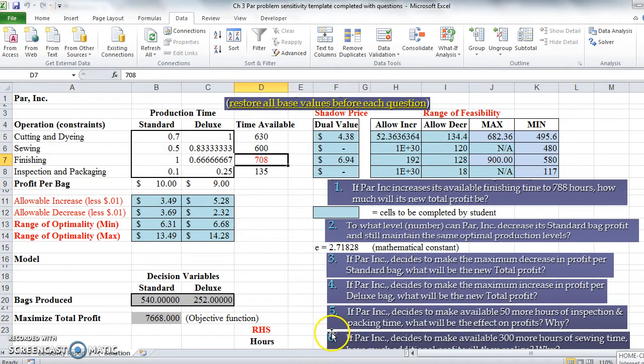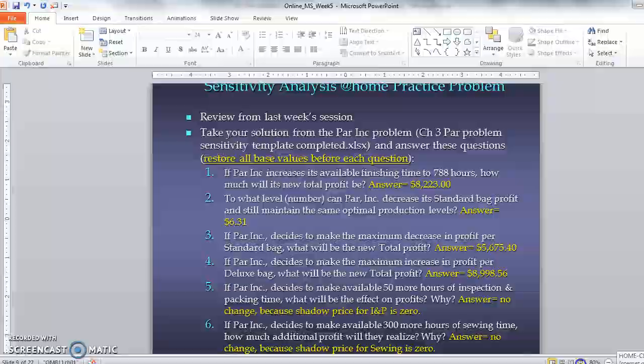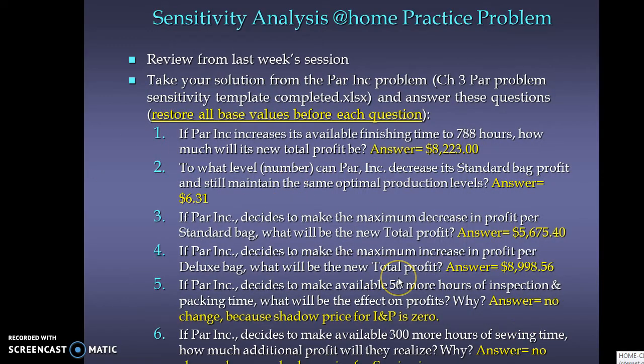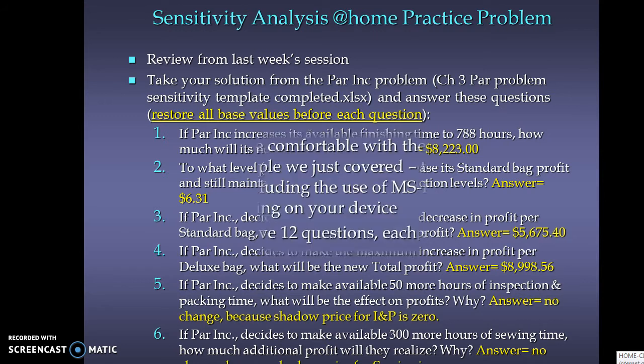So that is the set of answers to all 6 questions that I've posed here, a series of what-if questions. The same questions are posed here with the answers. And this is similar to what you're going to have to be able to do in the test for Chapter 3. So please be comfortable with that.